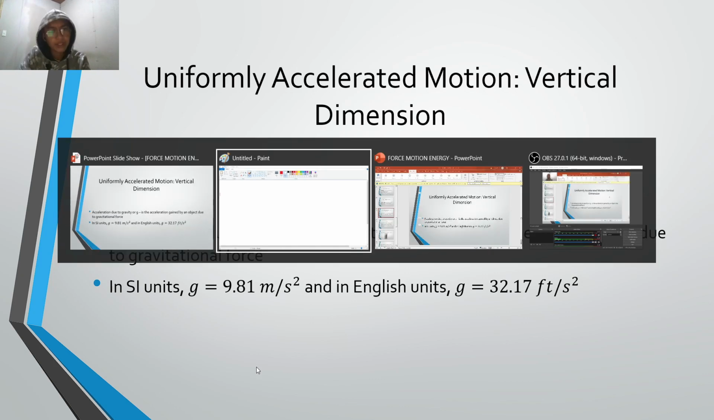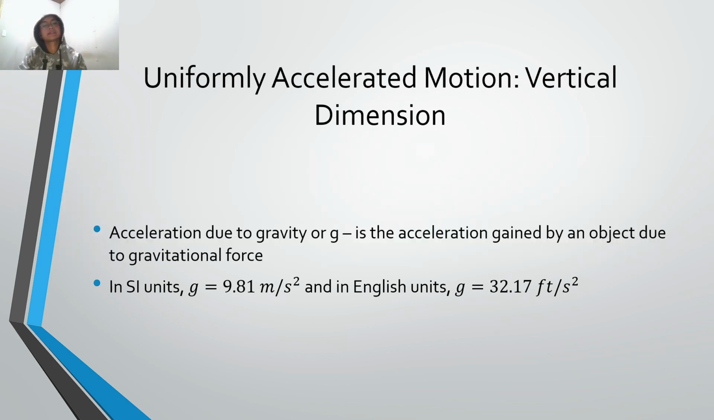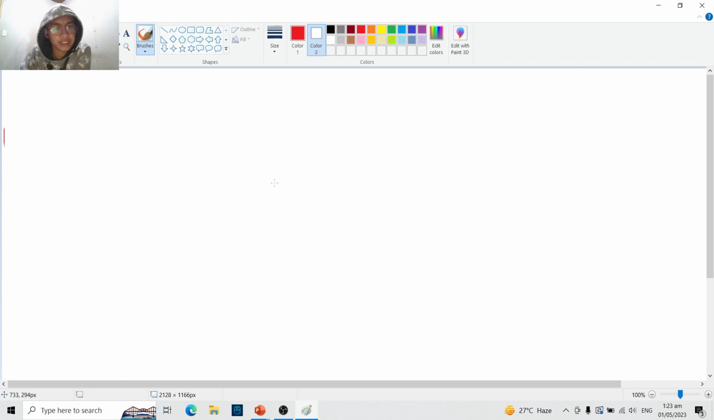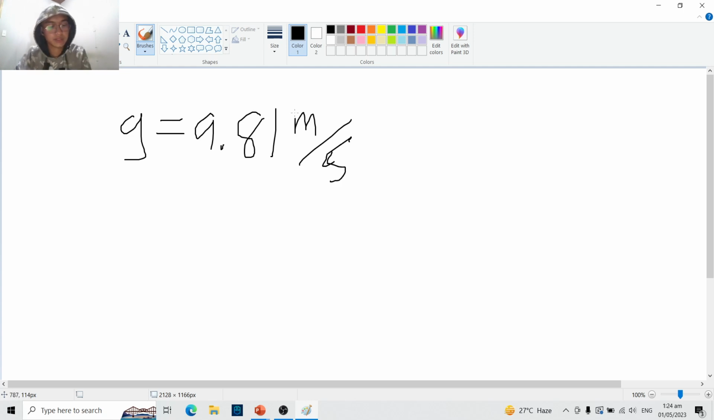So how do we convert it? For example, if you forgot the English unit value, this is just for you to know. Let's take 9.81 meters per second squared.